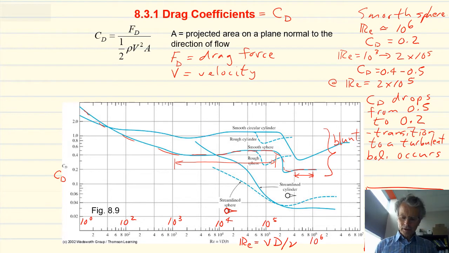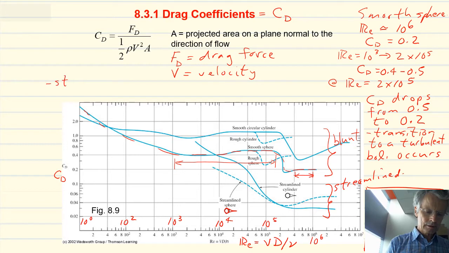Okay, so that creates a streamlined object, and you can see that the drag coefficients decrease by almost an order of magnitude when you streamline it. So the pressure drag has been dramatically reduced, and the frictional drag has been increased a little by adding that streamlined tail, but the overall effect is to reduce the drag coefficient by quite a bit. So streamlining reduces the drag coefficient dramatically.